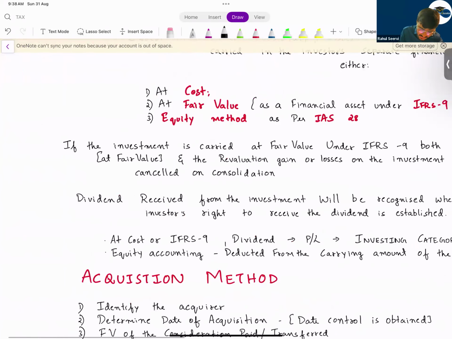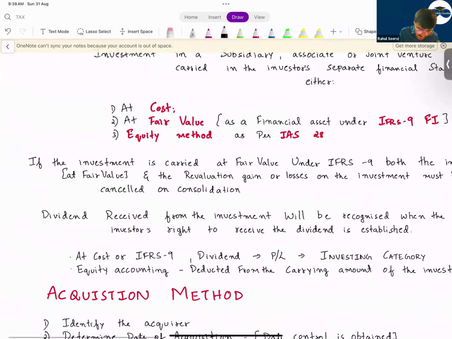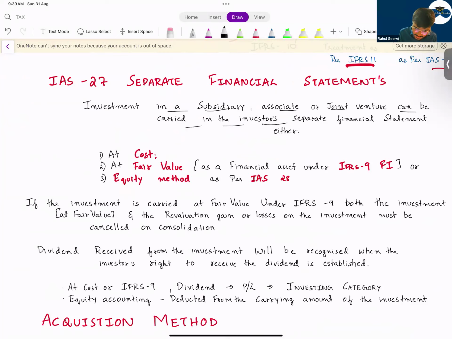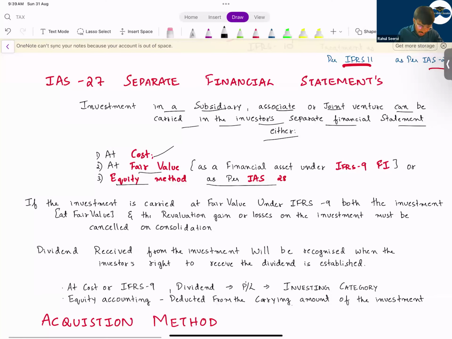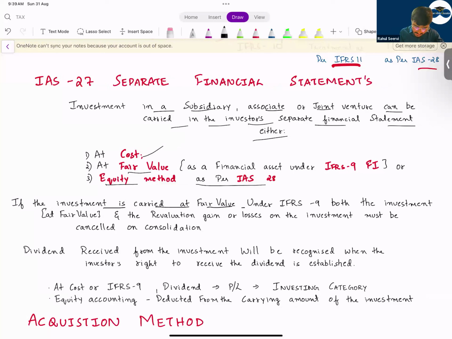Investment in a subsidiary, associate, or joint venture can be carried in the investor's separate financial statements either at cost, or at fair value as per IFRS 9, fair value through P&L or fair value through OCI, or by the equity method as per IAS 28. So now, if the investment is carried at fair value under IFRS 9, both the investment at fair value and the revaluation gain or loss on the investment must be cancelled on consolidation.